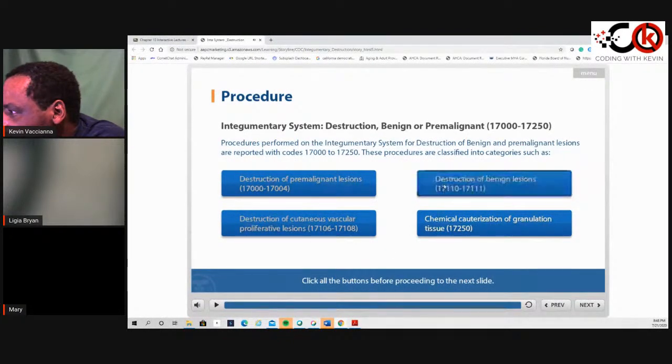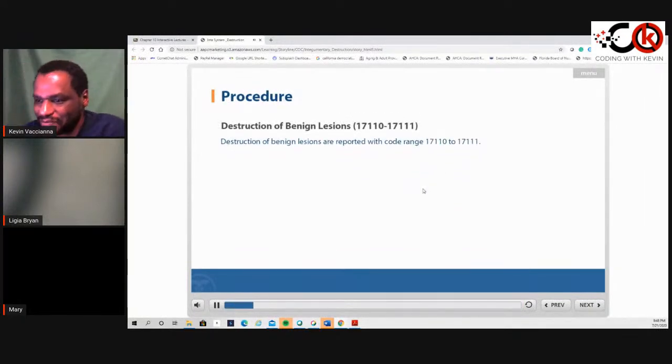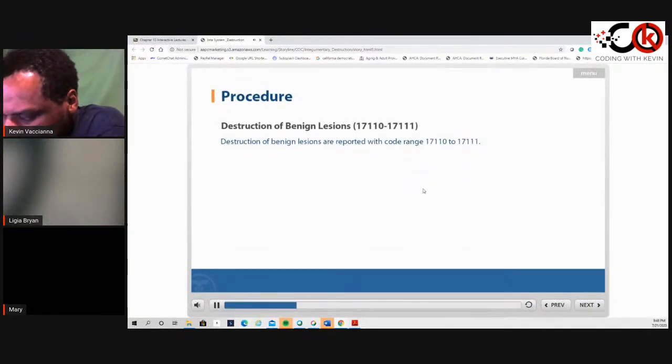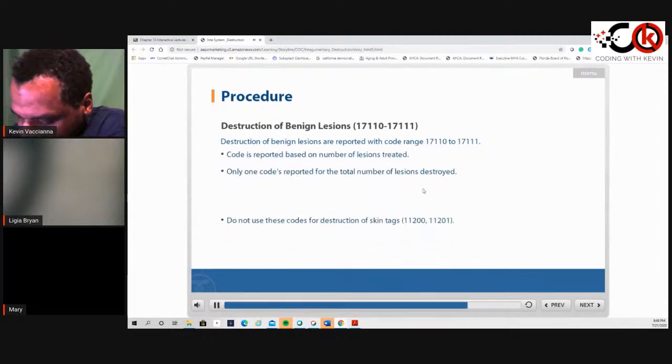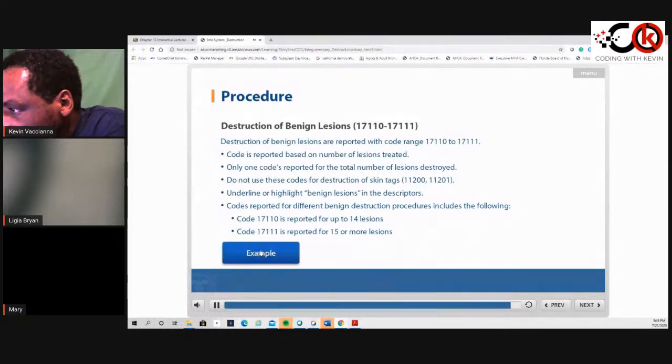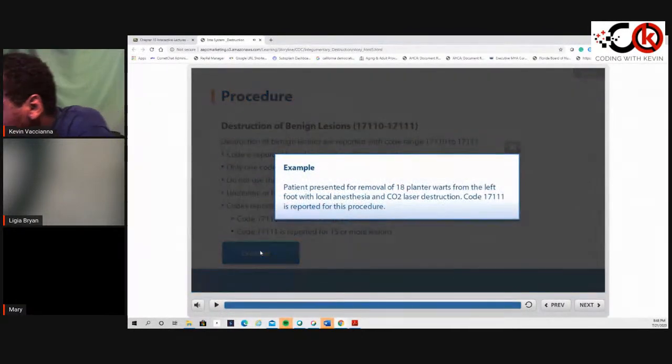Destruction of benign lesions are reported with code range 17110 to 17111. Key aspects to consider when coding for benign lesion destruction procedures include the following. Click on the examples to learn more. Patient presented for removal of 18 plantar warts from the left foot with local anesthesia and a CO2 laser destruction. We're going to report 17111, and that's reported for this procedure.